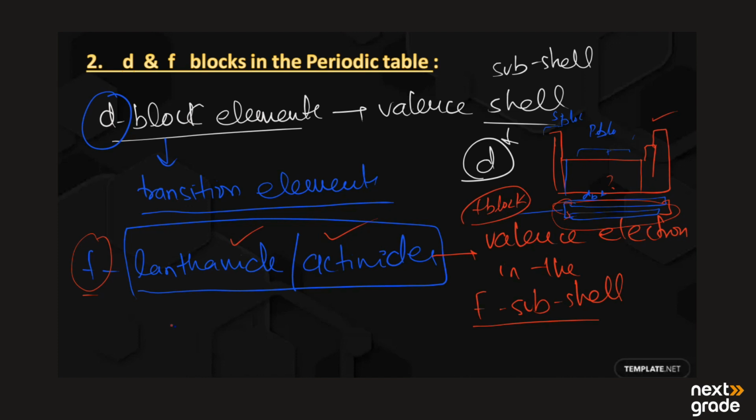In this lecture we have learned about the blocks: there are four blocks of the periodic table, S, P, D, and F. I hope you understand why these names have been given, because the elements have electrons in their respective subshells. That's why the periodic table has been divided into blocks.